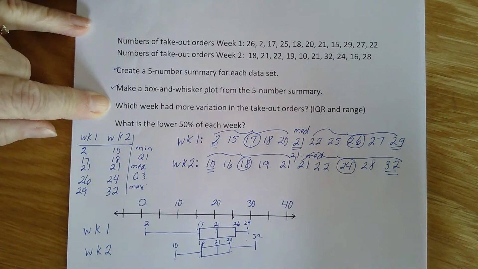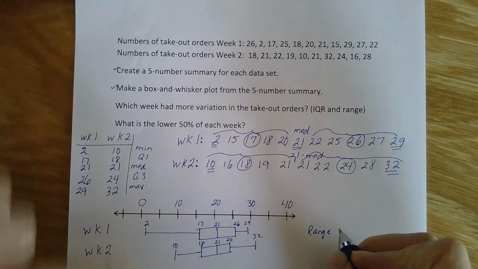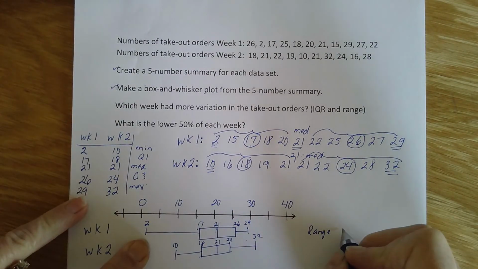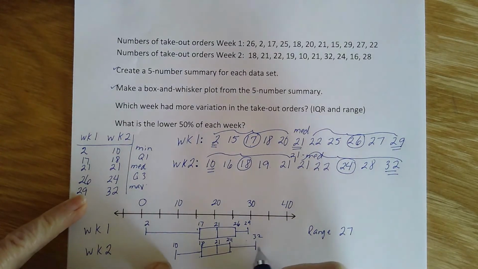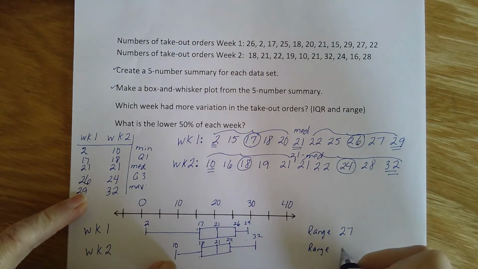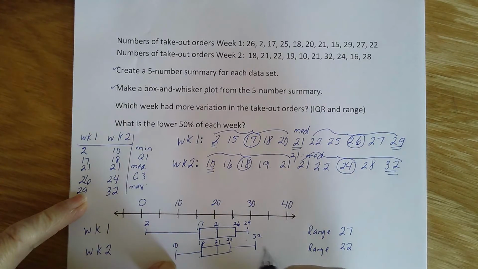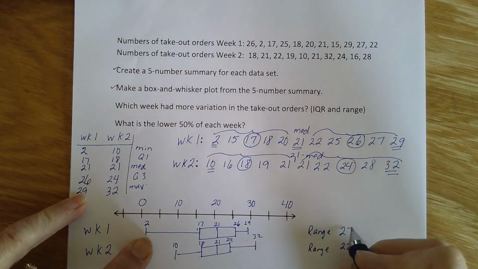Which week had more variation? So let's take a look at the range for week 1. From 29 to 2 is 27. And for this one, from 32 to 10, the range would be 22. 32 minus 10 and 29 minus 2. So number 1 has more variation based on range.